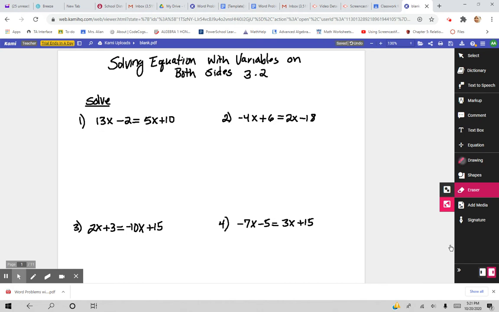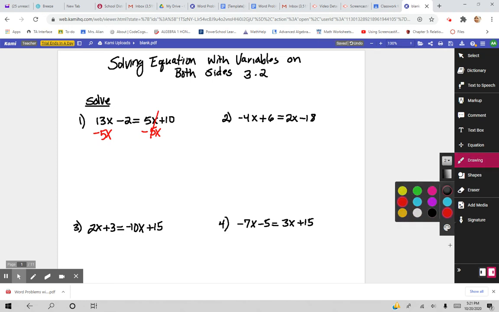Okay, so I want to get my x terms all on one side. So I'm going to subtract out 5x from both sides. Okay, this will give me 13x minus 5x. This is going to give me 8x on this side minus 2 equals, and this term is gone. Okay, I've zeroed those two terms out.